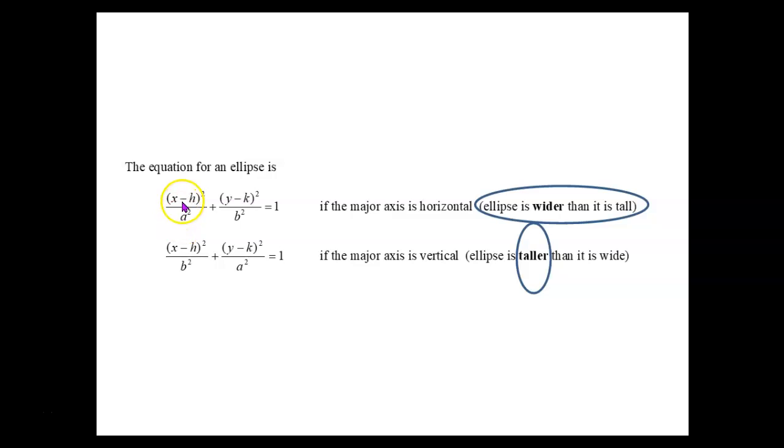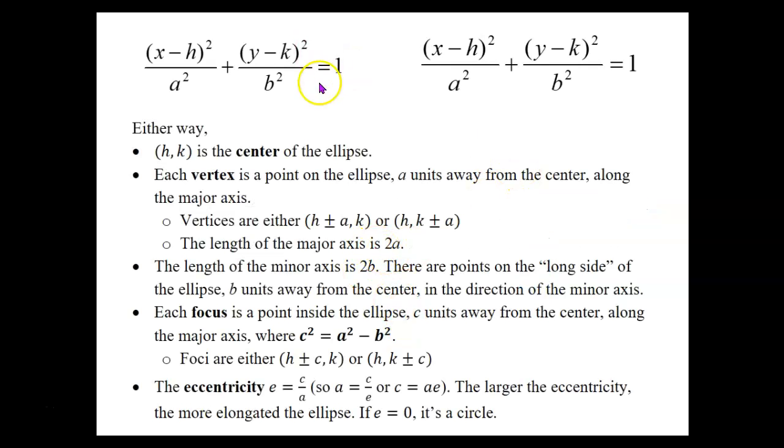But if the bigger number is under the x part, then we have an ellipse that's wider than it is tall. It's longer in the x direction than in the y direction. And if the bigger number is under the y part of the equation, then we get an ellipse that's taller than it is wide. It's longer in the y direction than it is in the x direction. Either way, x minus h is squared and y minus k is squared, and the h and the k give you the coordinates for the center of the ellipse.